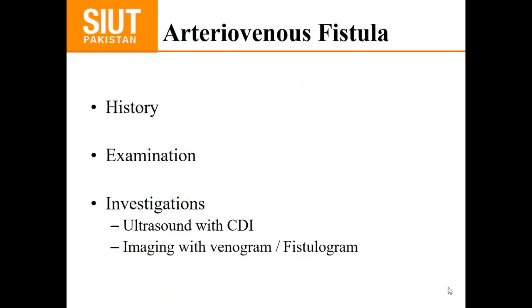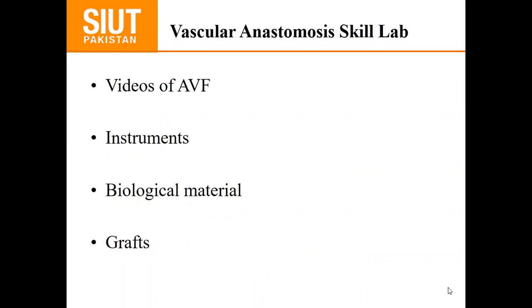And before embarking on a patient, one must know about the history, examination and investigations. So you can have these from guidelines from our clinics. In our skill lab, we have many videos for radiocephalic and brachiobasilic AVF, where you can get an idea how to make a fistula, how to dissect out the vein and artery, and then do an anastomosis.